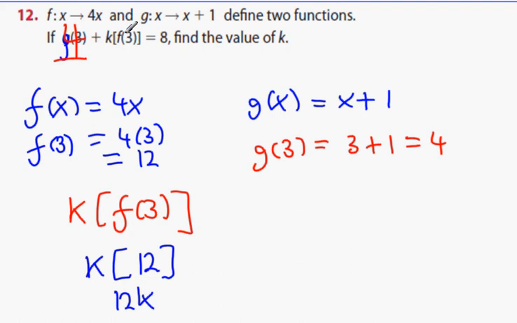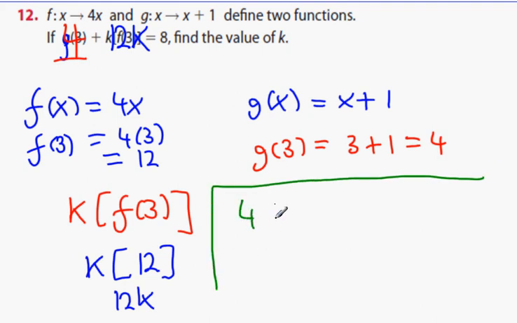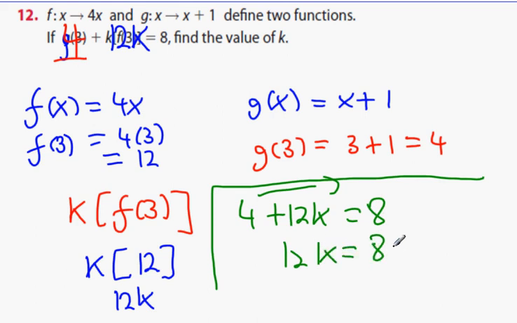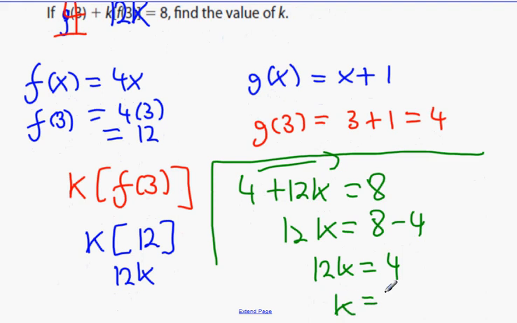12K. This part here is 12K. What does the formula become overall then? 4 plus 12K equals 8. Move the 4 over the other side. What happens? 12K equals 8 minus 4. 12K equals 4, what's K equal to? 4 over 12, which is a third. Sit down, okay? What do you think of that one? It's actually easy when you do it step by step. Okay, next one.